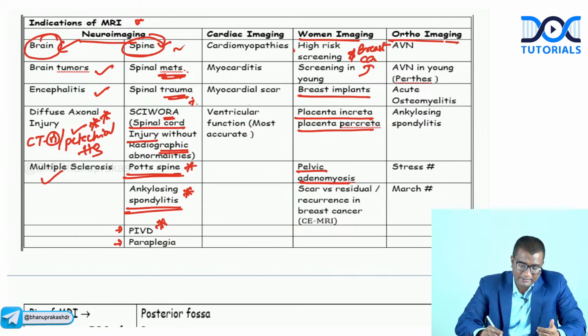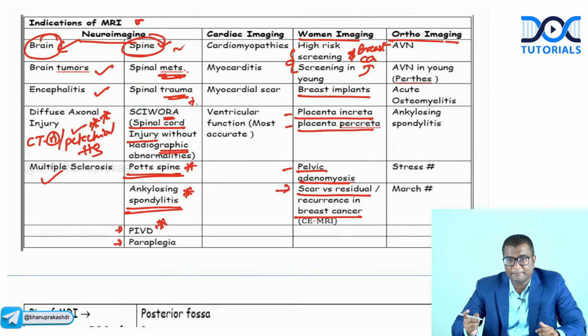So once again, for high risk screening and screening of young patients for breast cancer, placenta increta, percreta, pelvic adenomyosis, and in breast cancer patients to differentiate scar tissue from recurrence. Anywhere else, we go for PET scan. But in the breast, a contrast enhanced MRI has equal sensitivity, and being non-ionizing is preferred over PET scan for breast cancer, only for breast.